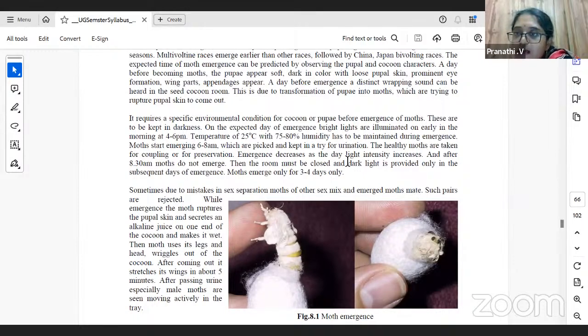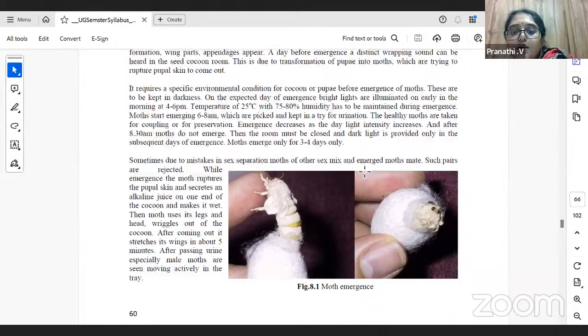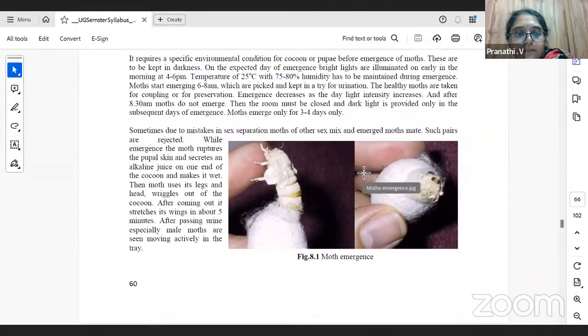Emergence decreases as the day goes forward, that is, as the daylight intensity increases. After 8:30 a.m., moths do not emerge. The room must be closed, and dark light is provided on the subsequent days of emergence. Moths emerge only for 3 to 4 days.